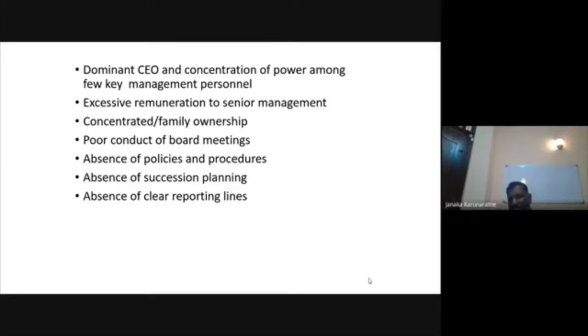Now, that's again a classic example of certain institution failures. This is not just in Sri Lanka, but in many countries this has been experienced. Certain CEOs are very dominant, and also even certain chairmen are very dominant, and there is a concentration of power among two key management personnel. So this is a very dangerous sign.